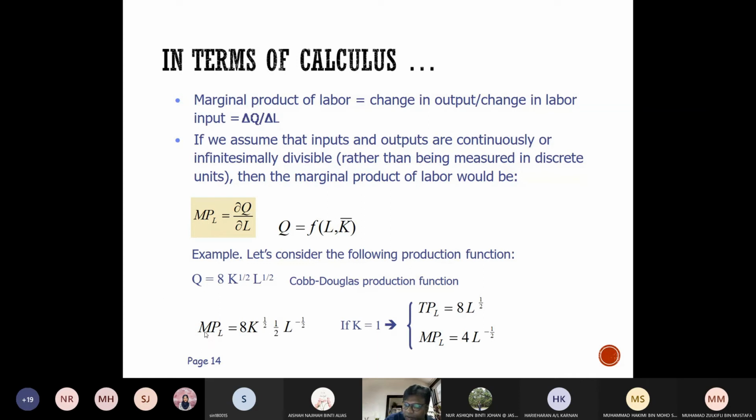We're going to calculate the marginal product. As I said earlier, the marginal product is the change in Q over the change in L. We already know the production function. Now we calculate the marginal product, so we use this equation, 8 K to the power of half times L to the power of half. Again, K stands for capital and L stands for labor.